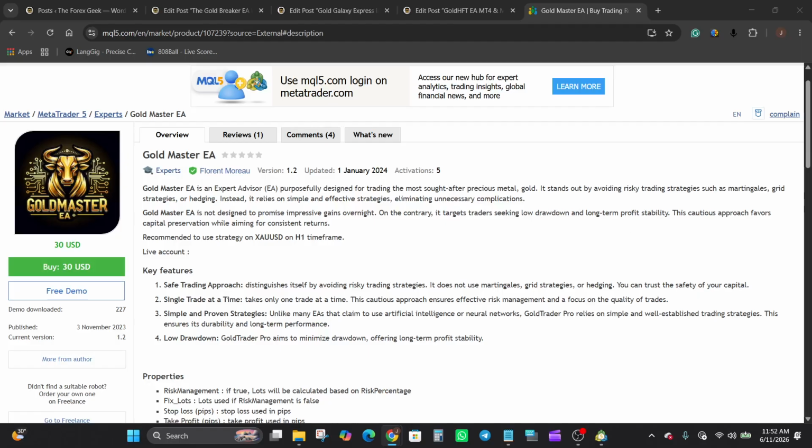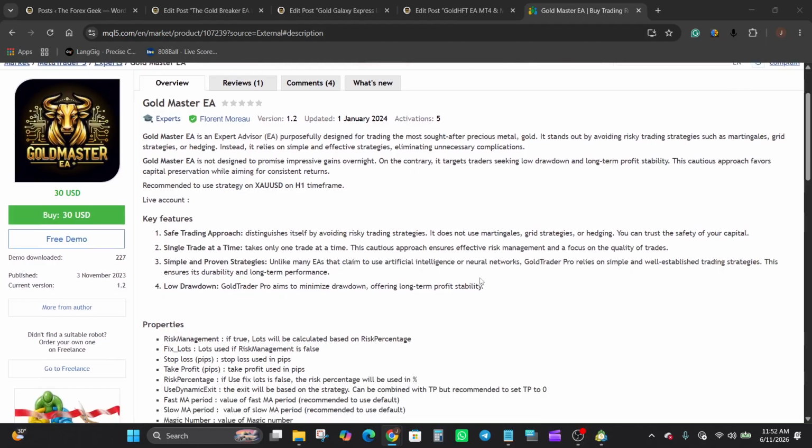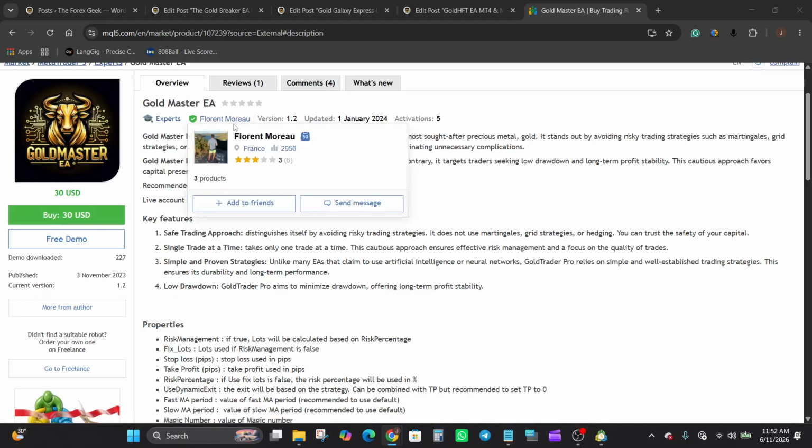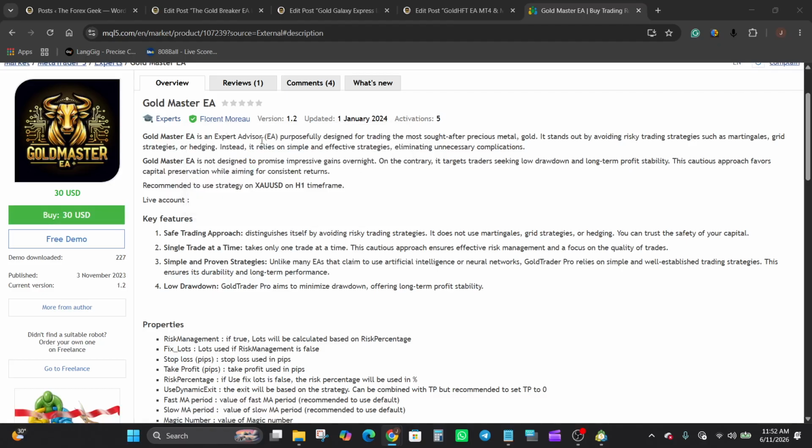So right now I am reviewing the Gold Master EA for MT5. And just to confirm early on, this seems to be an MT5 only expert advisor based on the marketplace information. So looking at the marketplace page, the EA is priced at 30 US dollars, developed by Florent Morillo, and it is currently on version 1.2, updated in 1st January 2024 with 5 activations. The focus here is gold trading, specifically XAUUSD, and it is recommended for the H1 time frame.